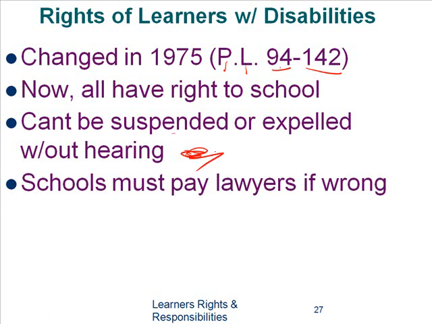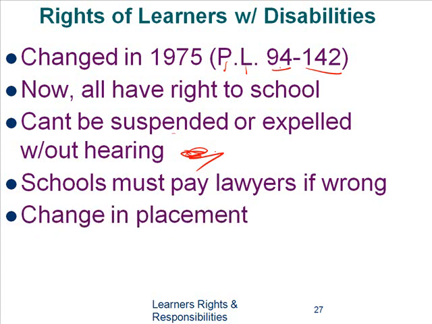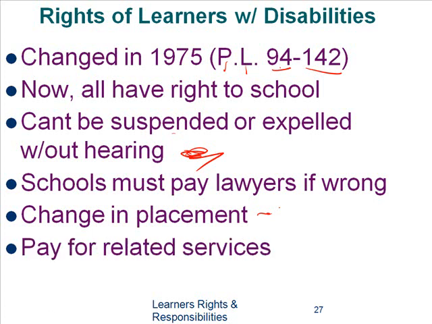Here's one. Schools must pay the lawyers if they're wrong. If there's a lawsuit and the decision is against the school, the school has to pay for the lawyer. You can maybe change a placement. If you're going to need to suspend a kid, say for example they bring drugs or weapons in and we have zero tolerance, they can be removed from school, but you have to change their placement. Now they may have school in a special agency or someplace else, but they can't be just expelled. You would change that placement.